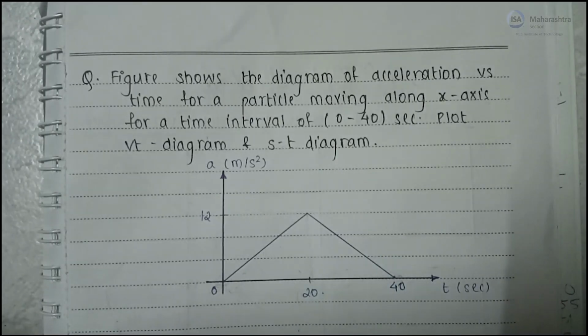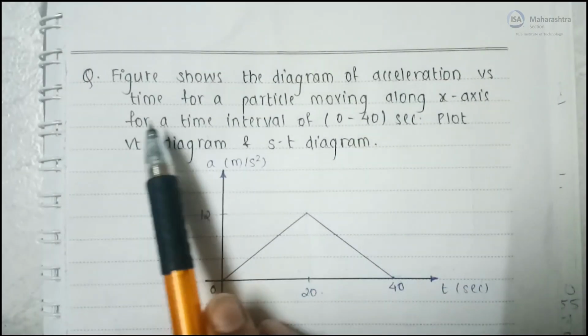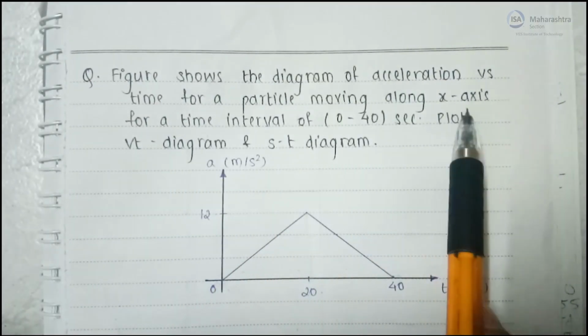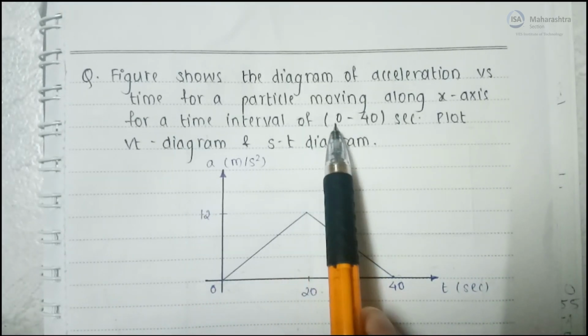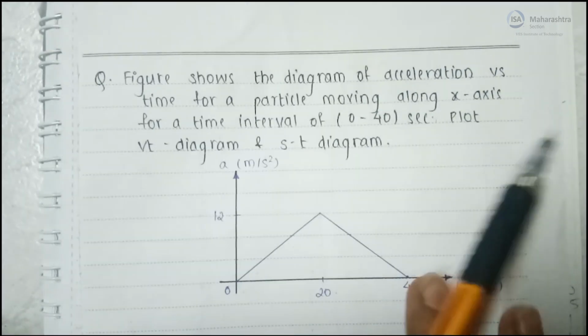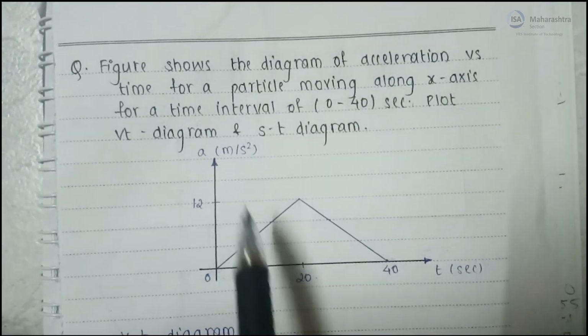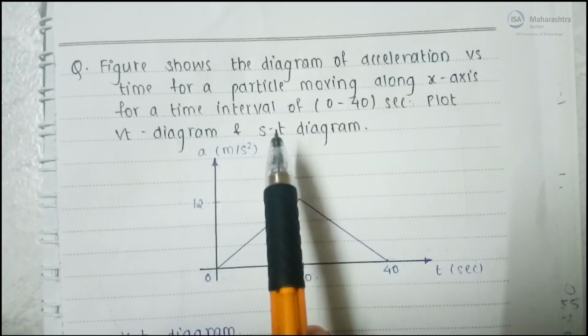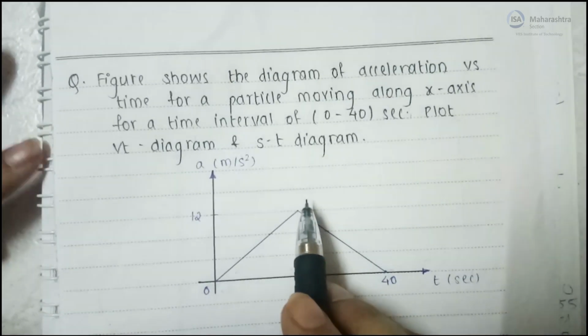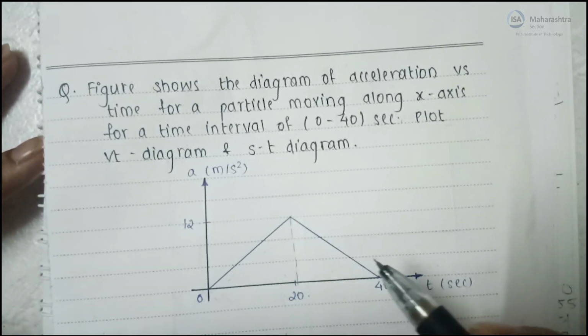Moving on to the question, let's see what the question says. Figure shows the diagram of acceleration versus time for a particle moving along x-axis for a time interval of 0 to 40 seconds. Plot velocity time diagram and displacement time diagram. So basically they have given us acceleration time plot and they have asked us to draw velocity time and displacement time. So the first thing to do is divide this complete triangle into 2.